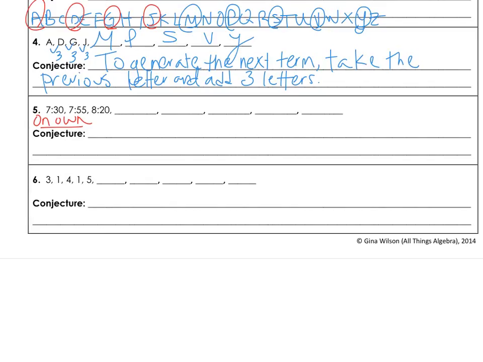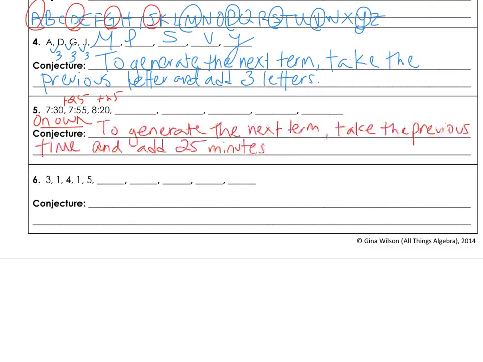Now that you've answered it off to the side, we are going to see how many minutes it increases by. So it increased in the first one by 25 minutes. Then from 55 to 20 is another 25 minutes. So that is what our pattern shows. So to generate the next term, we're going to take the previous time and add 25 minutes.